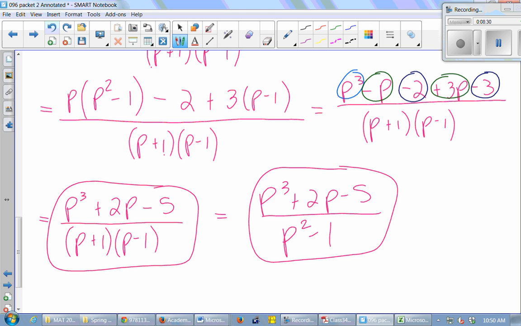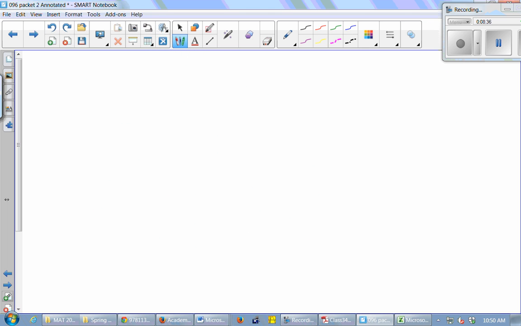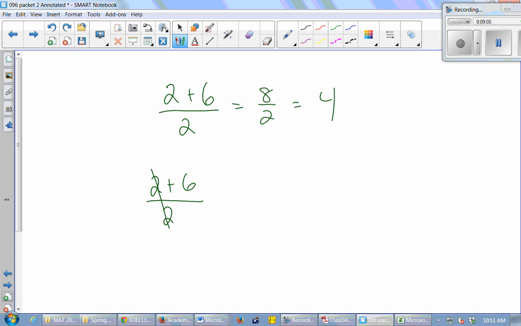Let me remind you, if you're ever unsure whether or not you can cancel, try it with some numbers. Let me see: 2 plus 6 over 2. If I follow the order of operations and do the addition on the top first, what do I get? I would get 8 over 2, which is 4. If I tried a shortcut where I canceled the 2's, I would get 6. So these are not the same, which means you can't do the shortcut. The shortcut only works with multiplication.